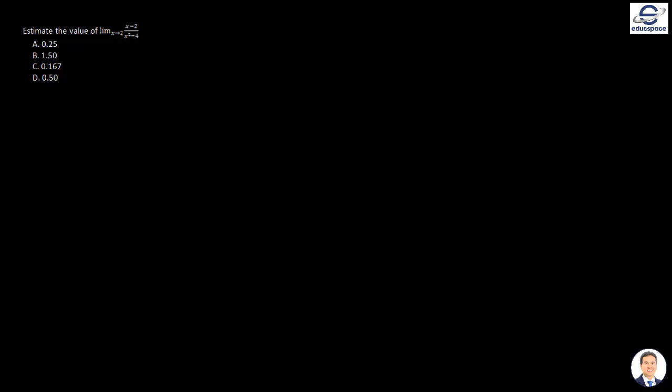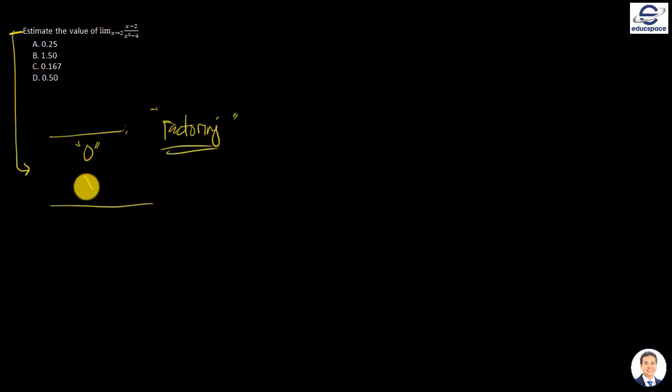Estimate the value of the limit as x approaches 2 of (x minus 2) over (x squared minus 4). Again, this one is in the form of 0 in the denominator, which is not allowed in mathematics. So we have to use our technique here, which is factoring, as mentioned in the previous problem. That is (x minus 2) over (x squared minus 4).